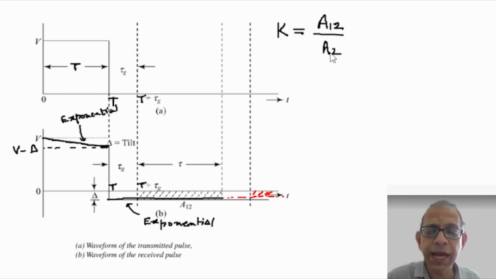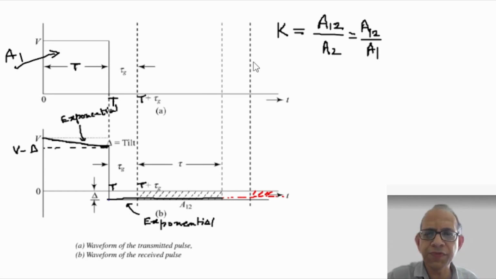And A2 is the actual area of the second pulse which occurs here, and for convenience we assume that the second pulse is same as the first pulse. So this is first pulse with area A1 and the second pulse would be here with area A2. We assume that A2 is same as A1, so our crosstalk factor then becomes A12 upon A1. Now A1 is very easy to compute.